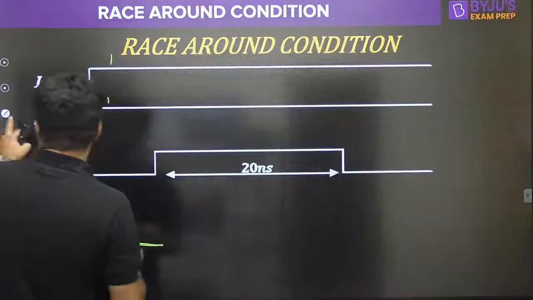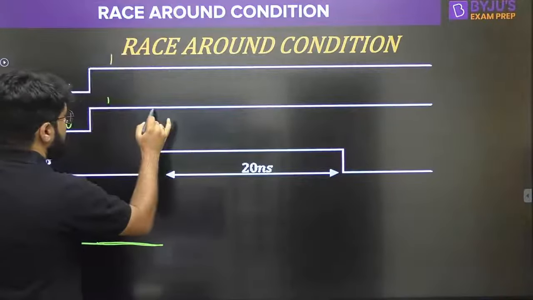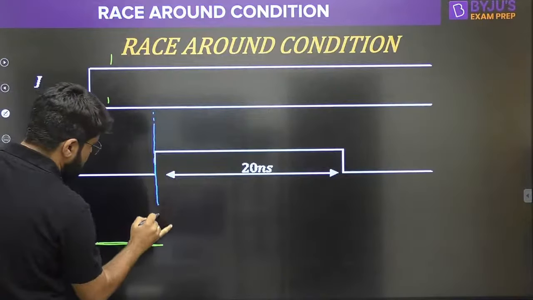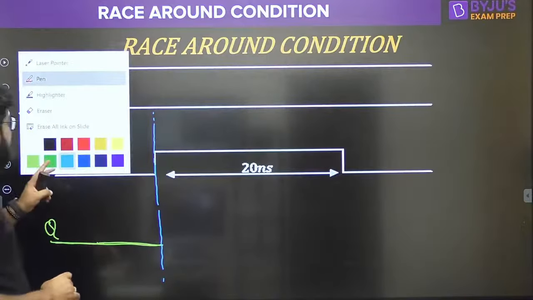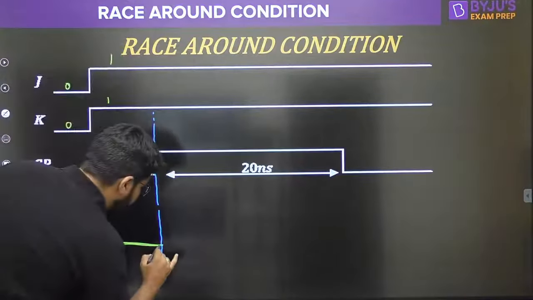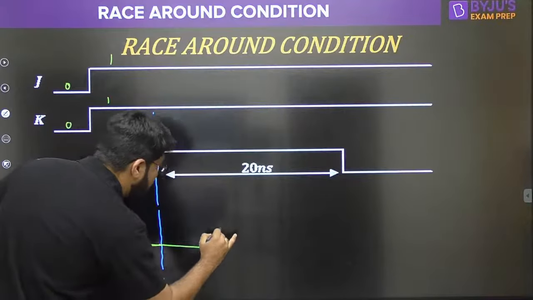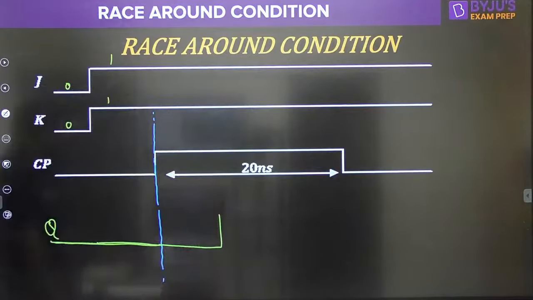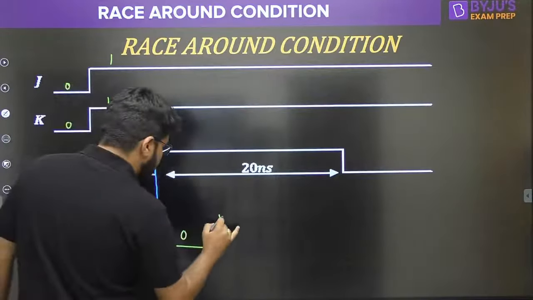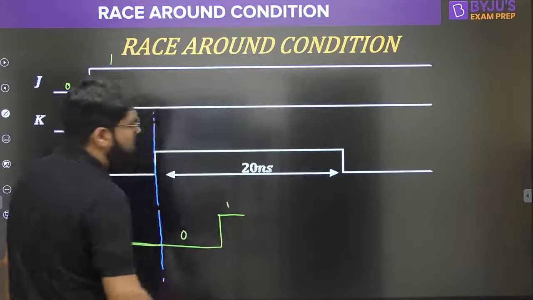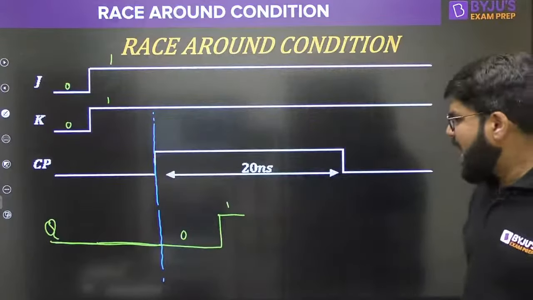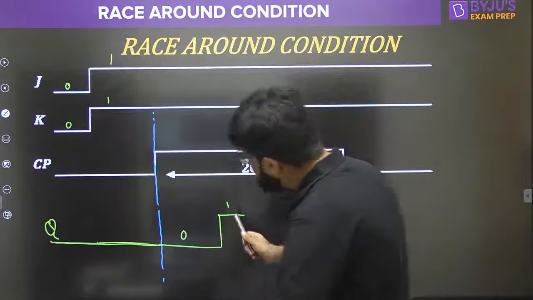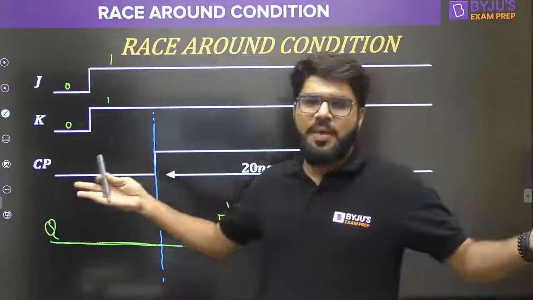So this is the moment. Let me mark this. This is the moment when the door opens, right? 8 nanoseconds after this, the output will toggle and hence it becomes 1. It was 0 and hence it becomes 1. But now, a very important thing to be noticed, guys, is that the output has toggled, but my door is still open.